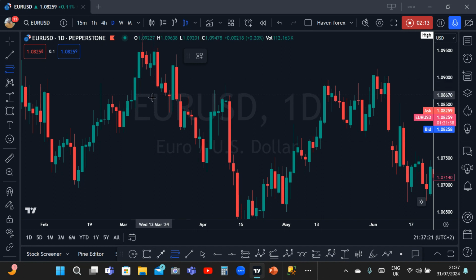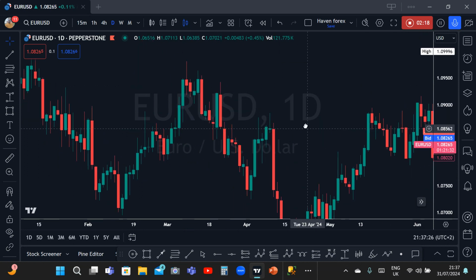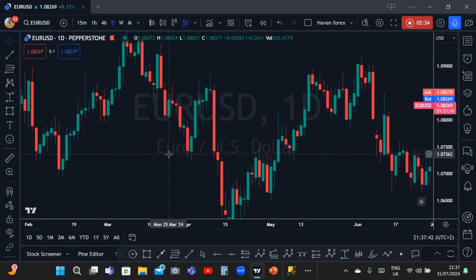And before I even plot the tool, I would like to remind us that it's a tool that you use for a trending market, not a sideways market, not a consolidation market. You cannot use Fibonacci retracement to trade a market that is consolidating. So it's only used for a trending market, whether it's an uptrend or downtrend.